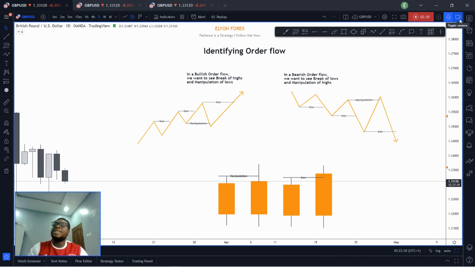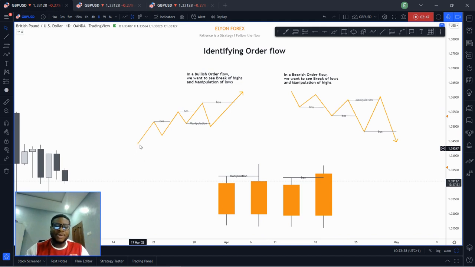Normally, we want to see the lows untouched, but we know that the market is not always perfect. There are sometimes that even in an uptrend, the market will come and touch the lows. But even if it touches the low, we want to see the lows being touched as a manipulation rather than a break of structure. So this is what I mean.